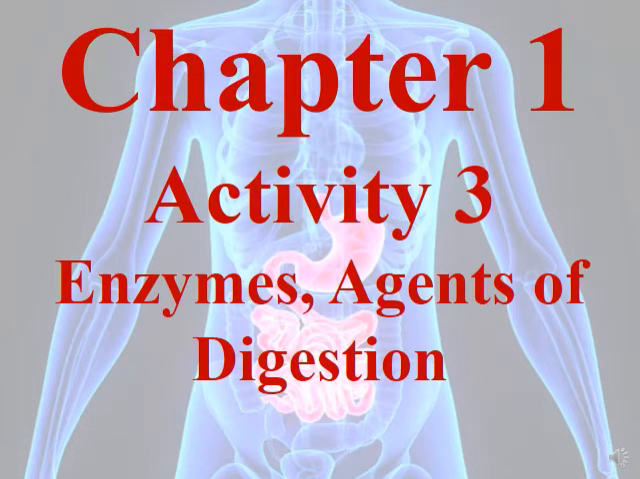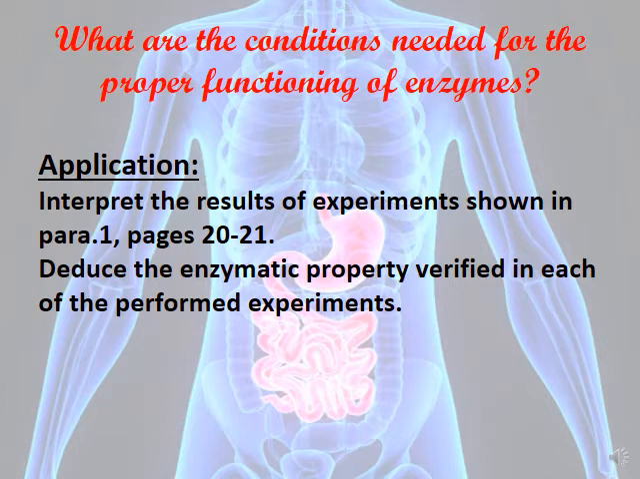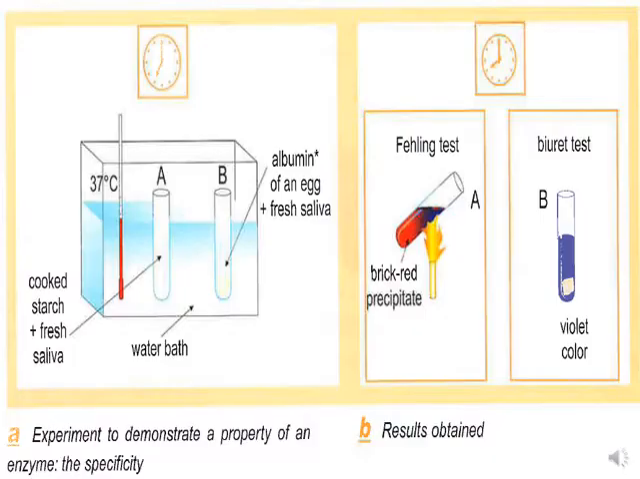We're going to talk about chapter 1, activity 3, enzymes, the agents of digestion. What are the conditions needed for the proper functioning of the enzyme? To understand this, we're going to move to an application on pages 20-21. We're going to interpret the results of the experiments shown in paragraph 1 on pages 20-21 and also to deduce the enzymatic property verified in each of the performed experiments.